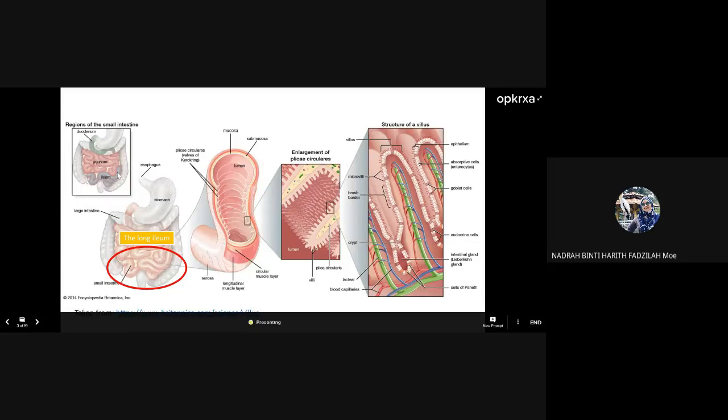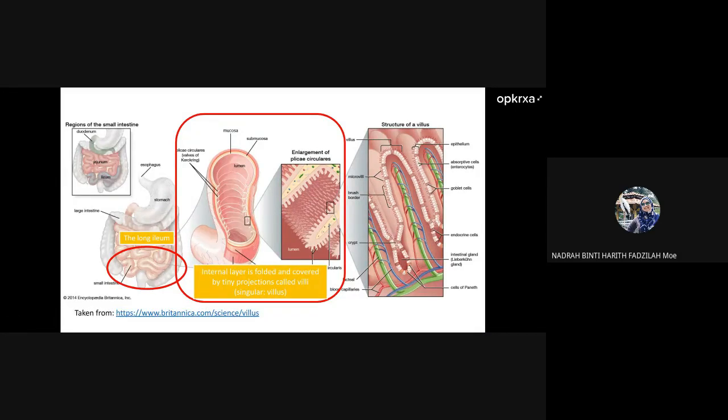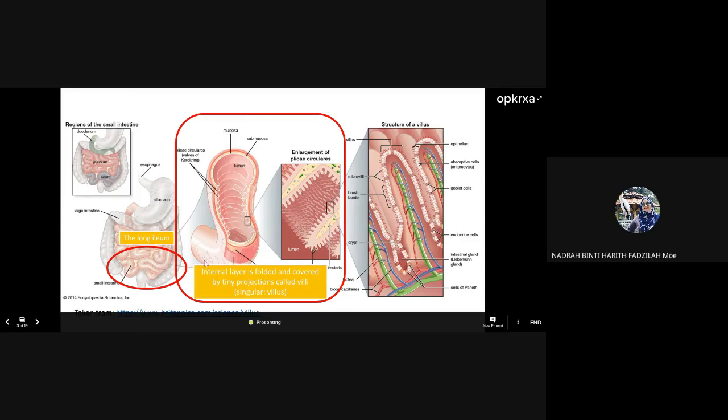So when we take a look at the cross section of the ileum, bila kita potong ileum tu, kita akan nampak dekat sini the internal layer of ileum is covered by this brush-like structures kan, nampak macam berus kan. So these tiny projections are called villi, tapi kalau kita refer to one structure kita panggil villus lah. So pada permukaan ileum ni is covered by villus. So villus ni lah, this structure is the functional unit of ileum.